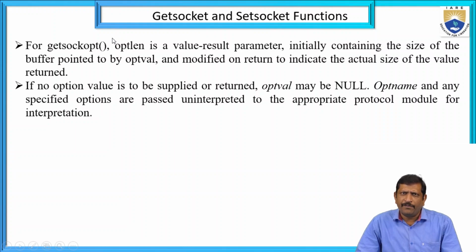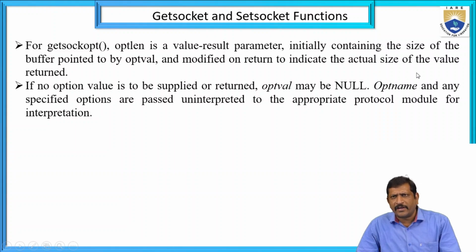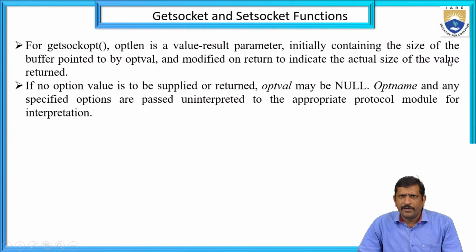So, the size of the buffer that should be pointed to by the parameters. That is an optional value parameter which will be pointed to, and that can be modified on return, indicating the actual buffer size. Based on this, the actual buffer size of the value can be returned, depending upon whatever values we are now storing in the buffer.